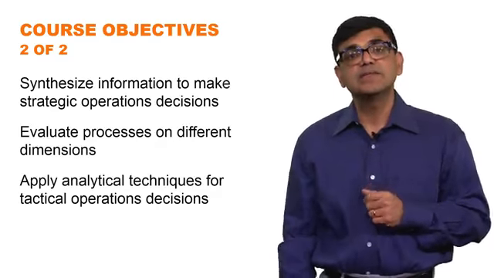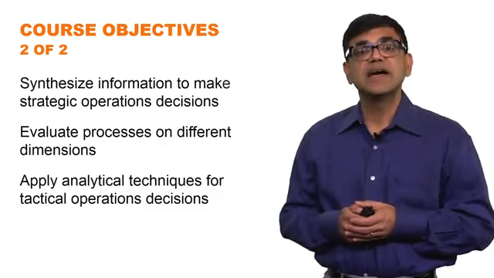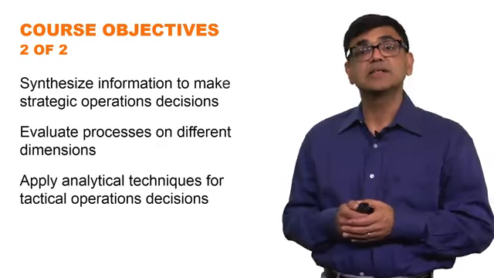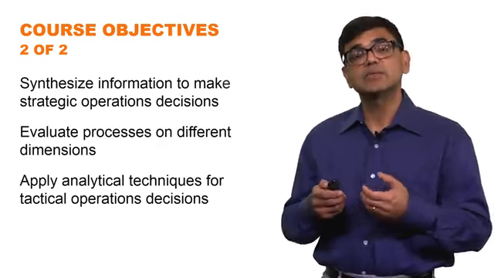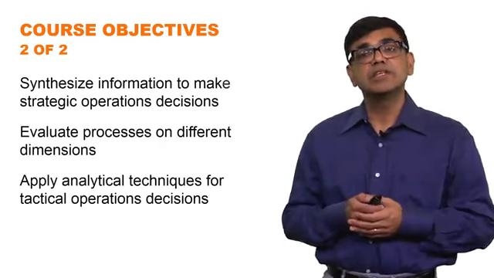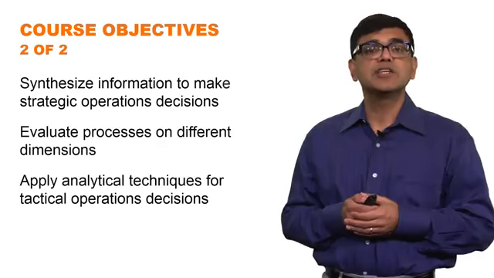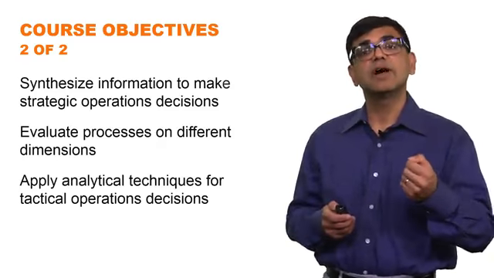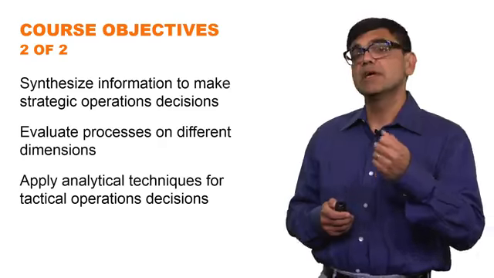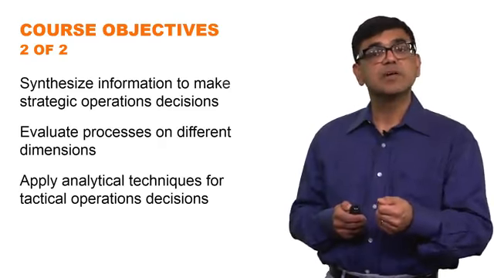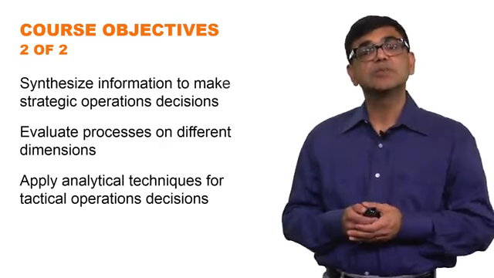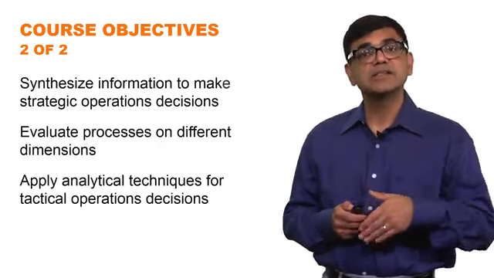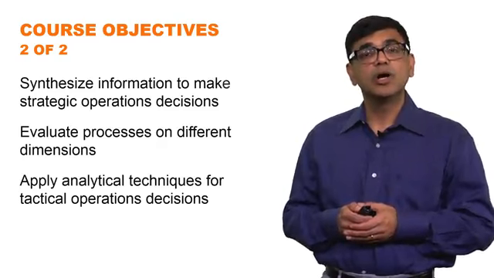Moving on with the course objectives, you'll see how we synthesize information to make some strategic operations decisions. So you'll get some practice with some small cases where you'll be given information and see how that information gets synthesized in order to make operations management decisions. You'll see some evaluation of processes, different metrics to evaluate processes, operations, and inventory performance of companies, as well as quality management metrics that you will be able to use in evaluating your own processes, and how your work is being done.